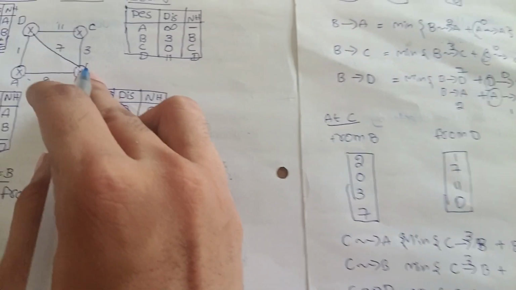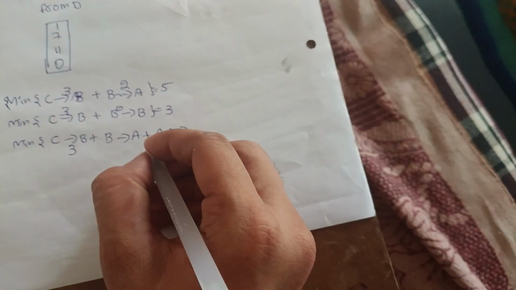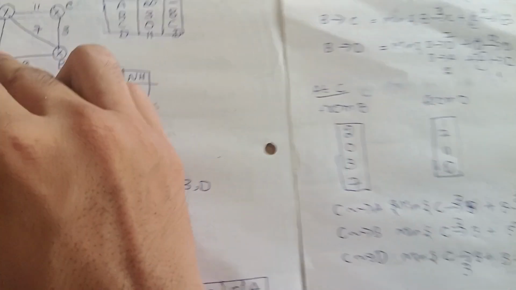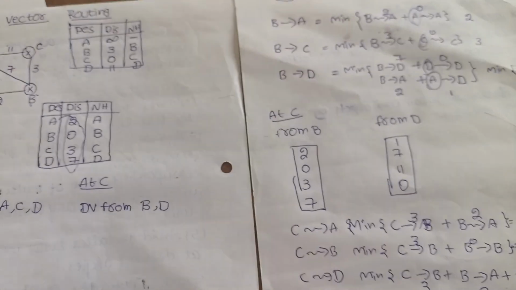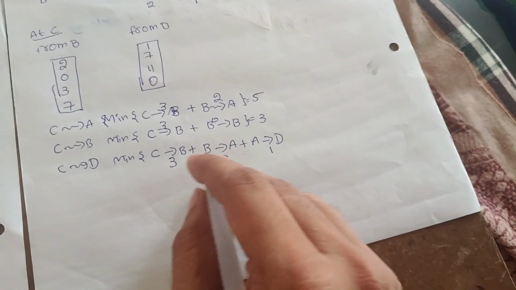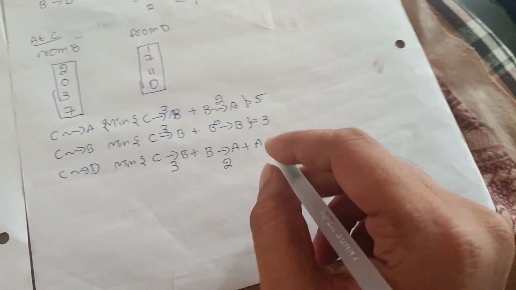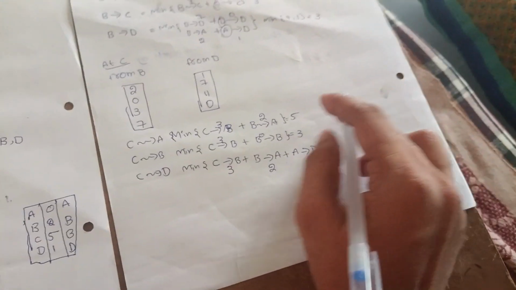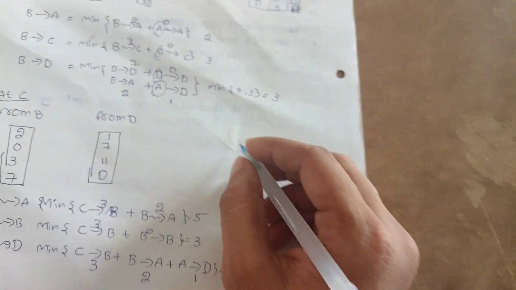B to A distance is 2. A to D distance is 1. So the minimum is 3 plus 2 plus 1, 6. We want to write a table based on the given answers.